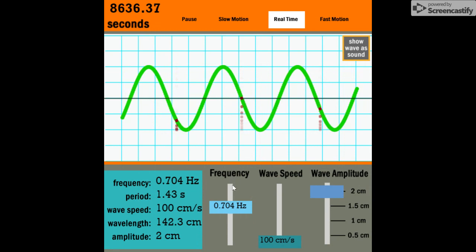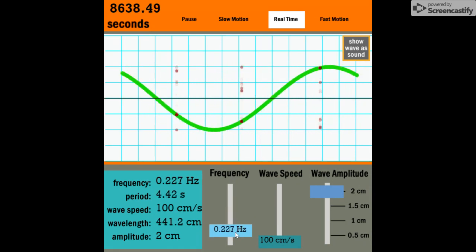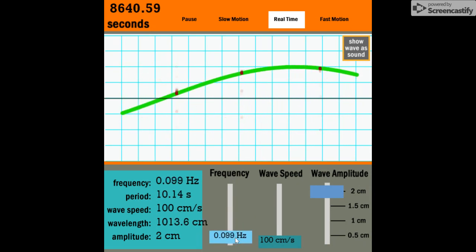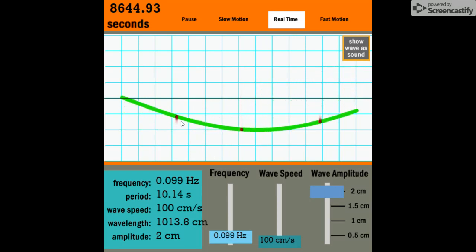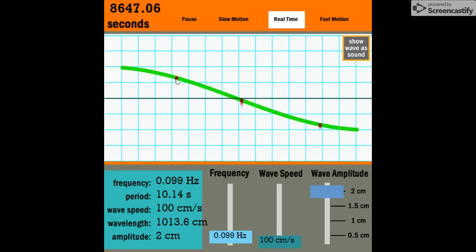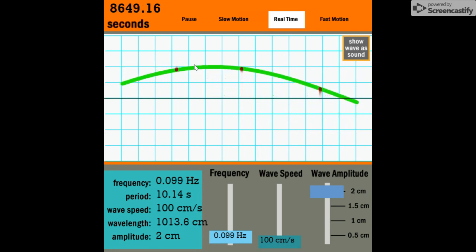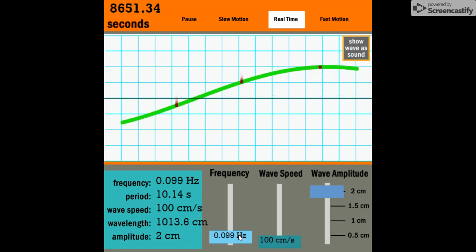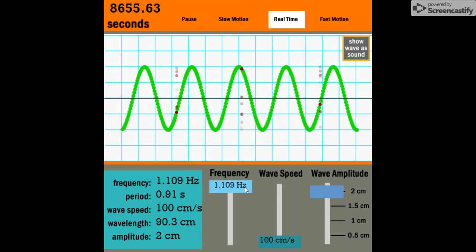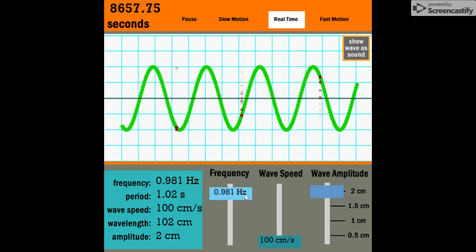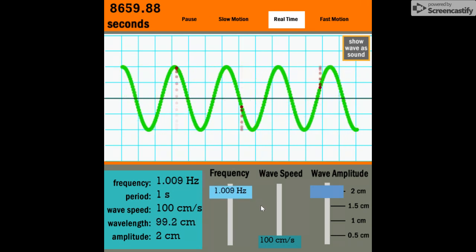So we're going to do the frequency back down to roughly 0.01. I got 0.099, that's fine. So you're supposed to put your finger on one of those crests, then change it almost all the way up.